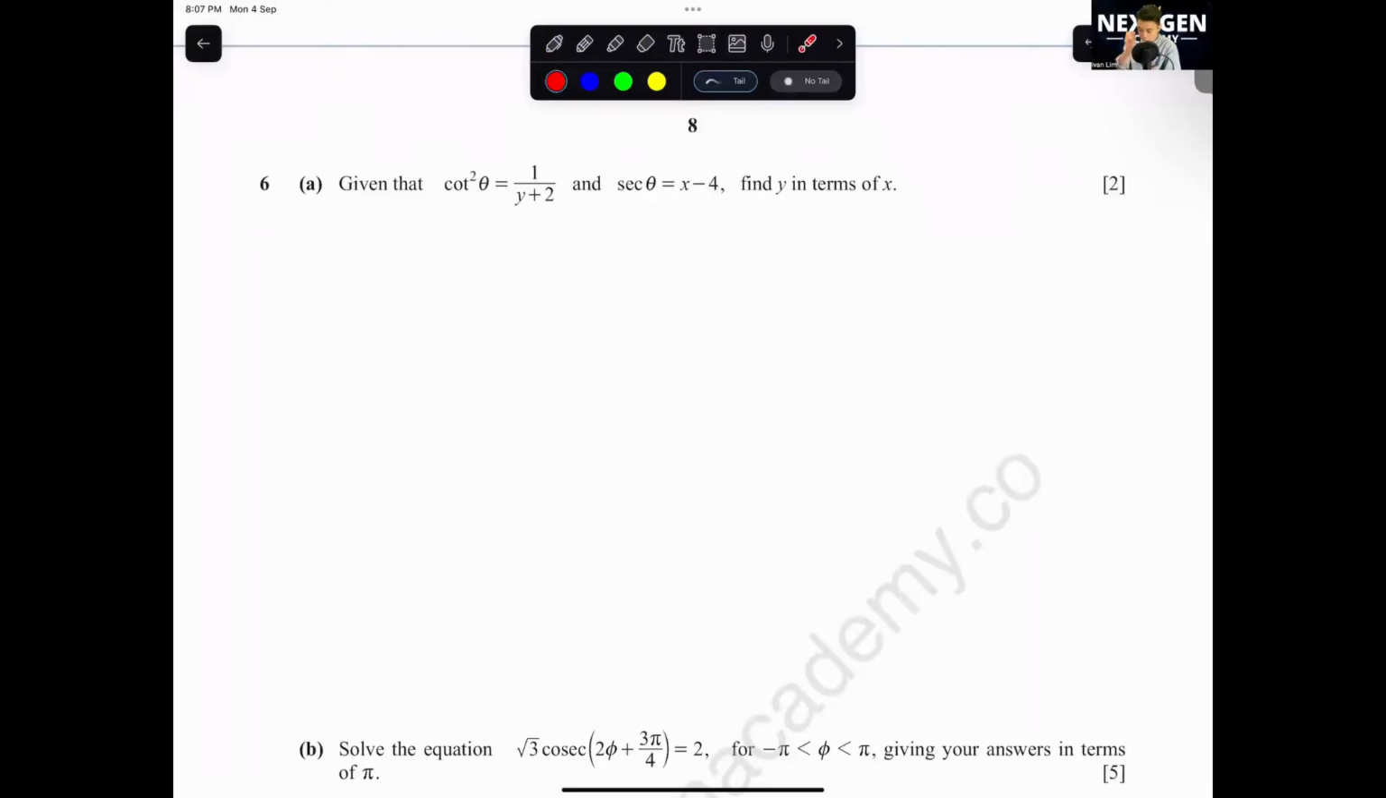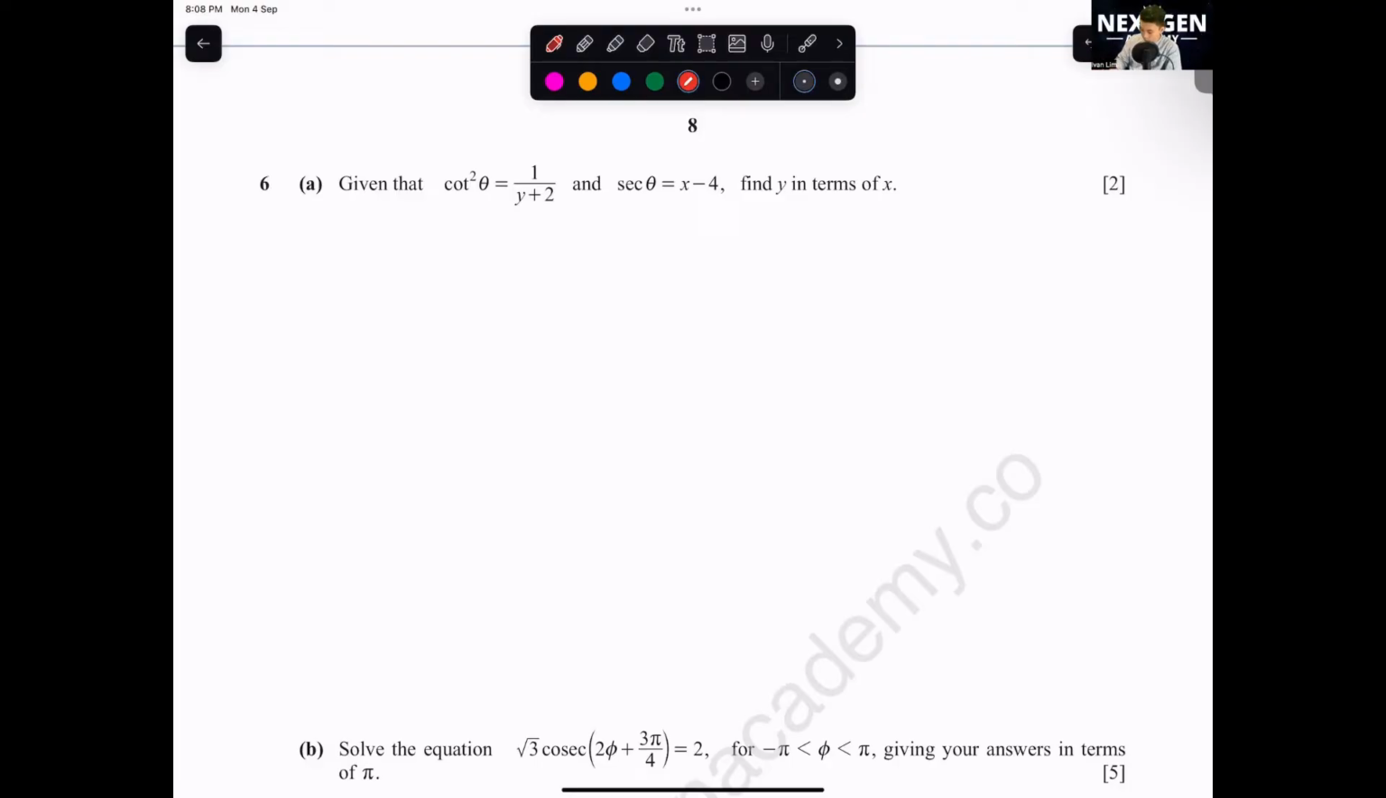You have to know how to relate cot and sec together. Now listen carefully. Sec is 1 over cos. Cot is 1 over tan. Okay, 1 over tan also can, or you can just straight away write cos over sine. Because we want to try to connect both of the equations together.